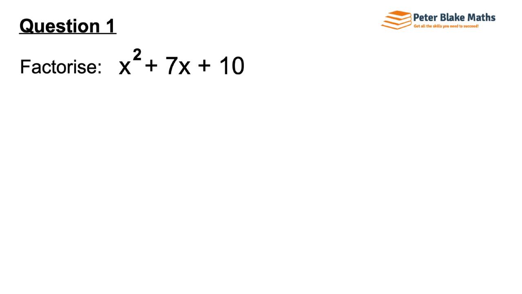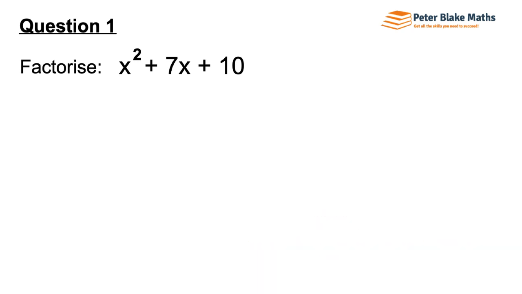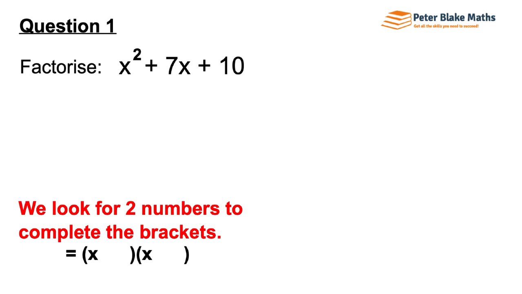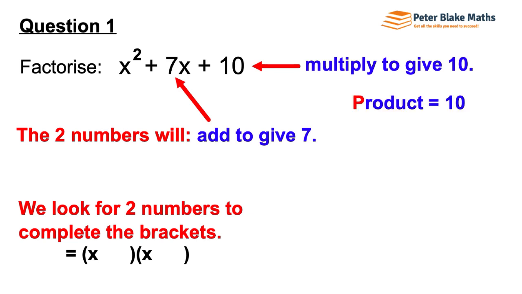Question 1. Factorise x squared plus 7x plus 10. We'll be looking for two numbers to complete the brackets. The two numbers will add together to give 7 and multiply together to give 10. So they'll have a product of 10 and a sum of 7.